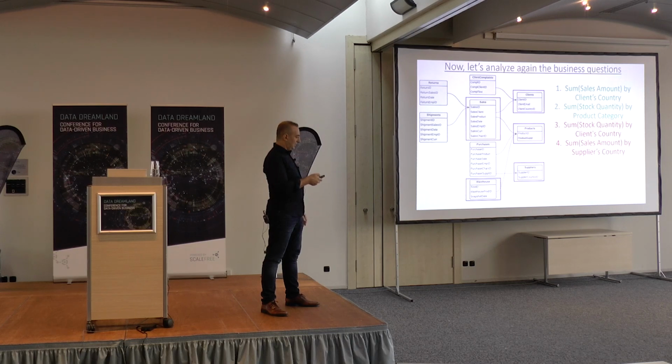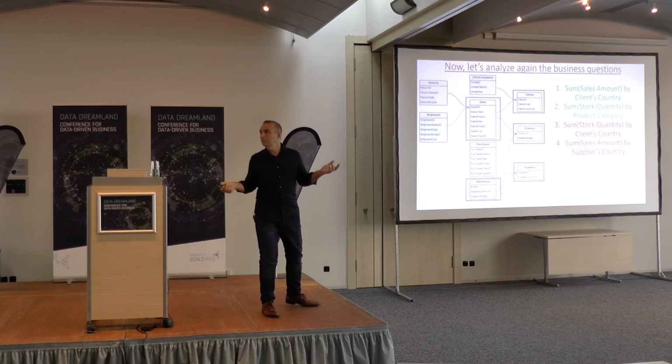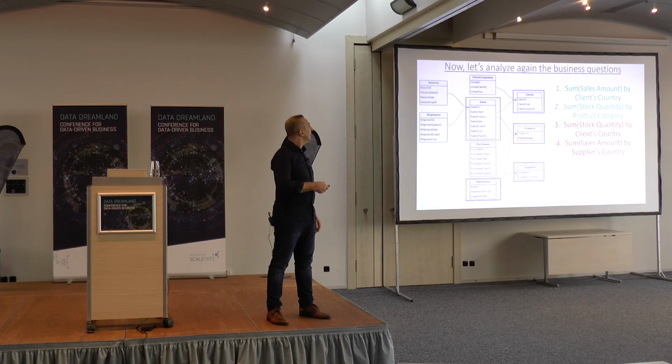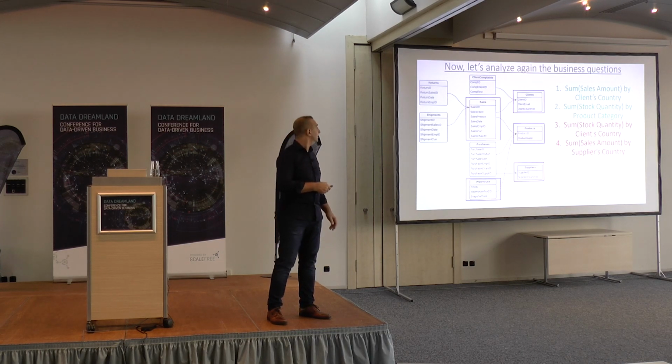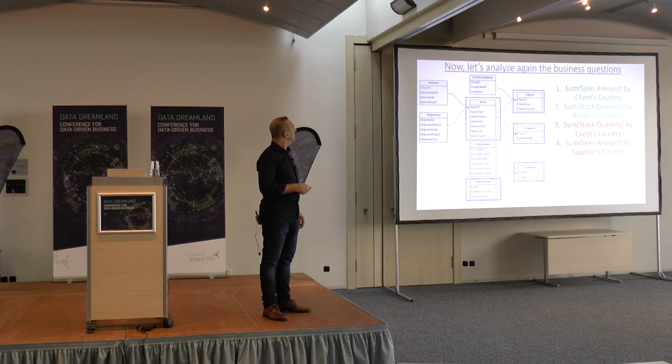So sum of sales amount by client's country. Sales amount is in sales. Client country, I guess it's an attribute here. I put it in green because I believe it's a legitimate question. I think most of you believe so, because that's what we do every day. Sum of stock quantity by product category. So product category is here. So stock quantity is here. Now, the ones that I consider bad: sum of stock quantity by client's country. So stock quantity is here.